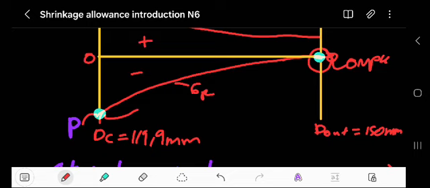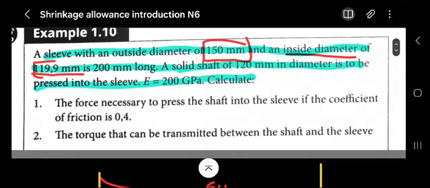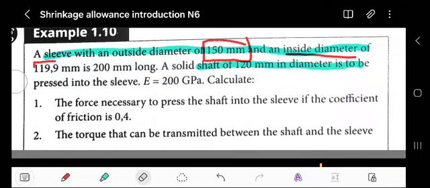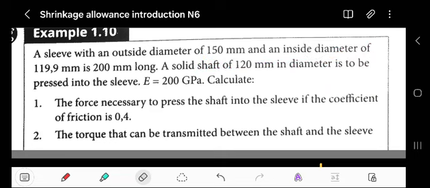But there's something lacking in this question. You must check something. There's something lacking here. The examiner made a mistake. We have E. If we have E, obviously, guys, here they're supposed to give us the shrinkage. It's not you guys, it's them. They must give you the shrinkage allowance. Shrinkage allowance here is 0.1 millimeter.